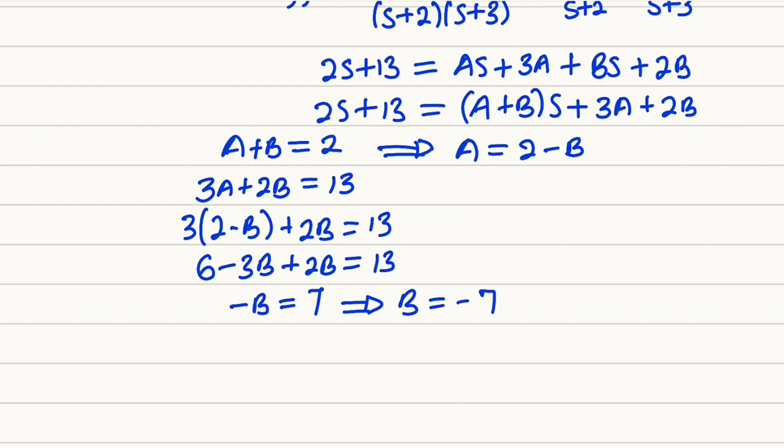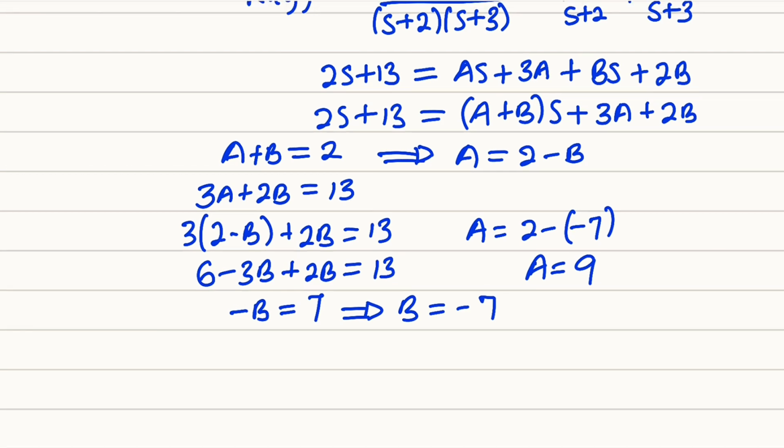If b is equal to negative 7, we can bring it back here to get the value of a. From here, a is equal to 2 minus negative 7, and a is equal to 9. A is 9 and b is negative 7.